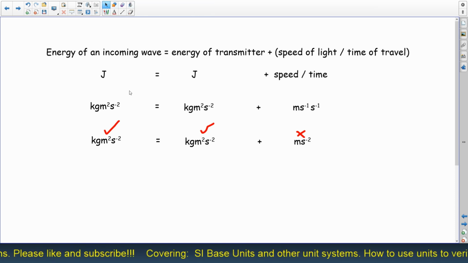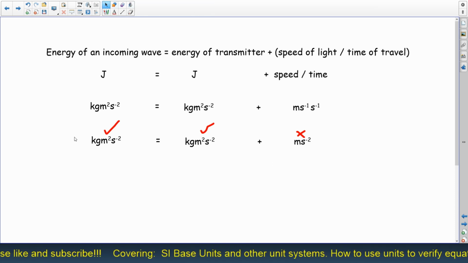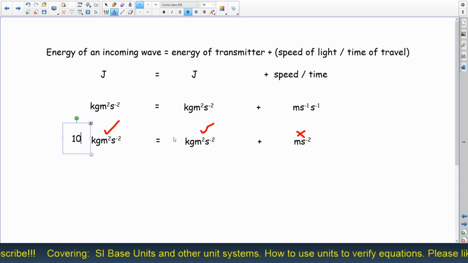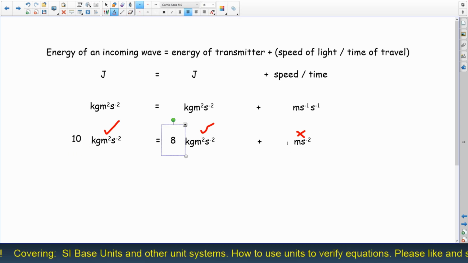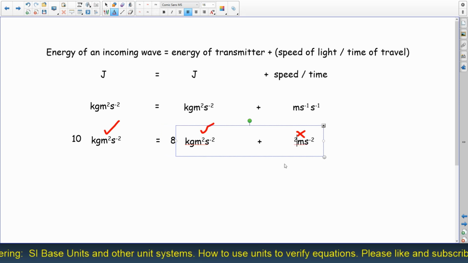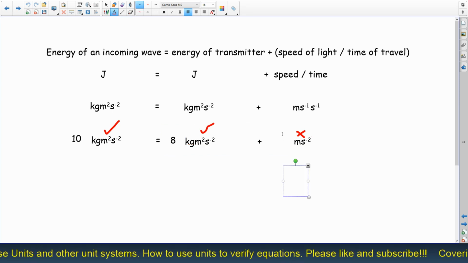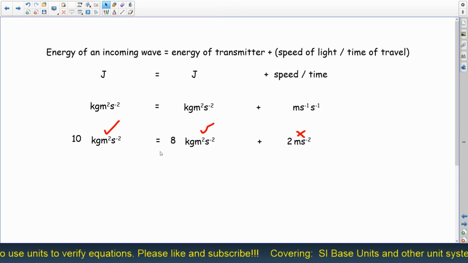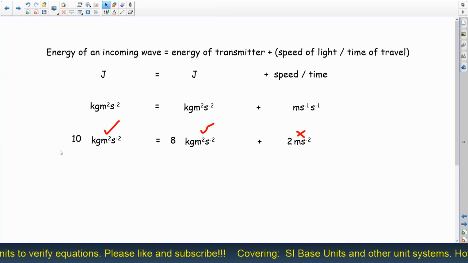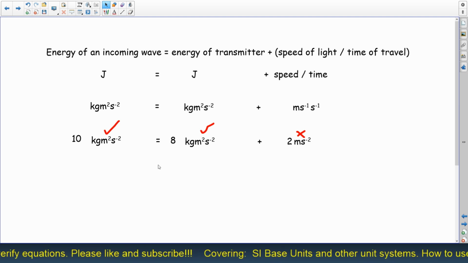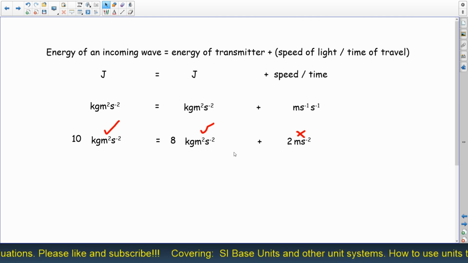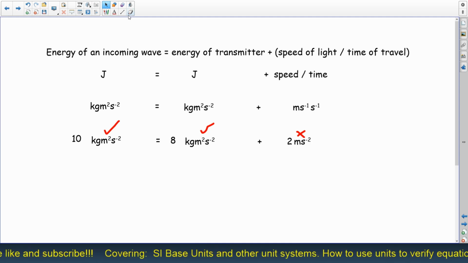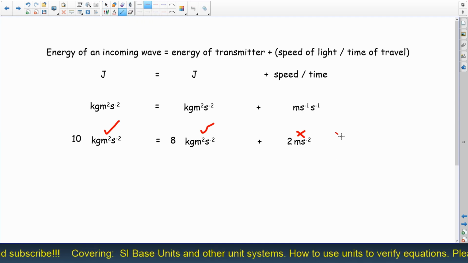And this is adding apples and pears. Okay, what we're saying here is, let's put some numbers on it. We're saying that 10 apples is equal to 8 apples plus 2 pears. That is not true. That is not true even a little bit. Okay, it might sound true in terms of numbers. 8 plus 2 equals 10, certainly. But 10 joules does not equal 8 joules plus 2 meters per second squared. That is not true, and therefore this equation is false.